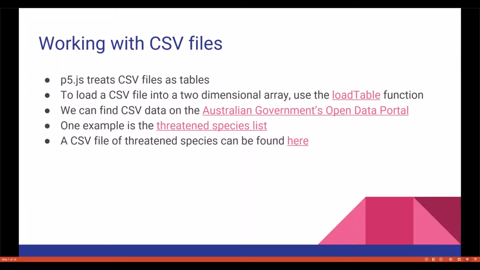Another type of file that you might see around is a CSV file. CSV, like we said earlier, is short for comma separated values. P5 has a special way of dealing with CSV files. It will treat them as a table, and you can use a function called loadTable to bring in the values. So there is an example here that is listed on the Australian Government's Open Data Portal. There's a threatened species list, and there's a link to a CSV file of threatened species provided in the lecture notes that you can click on.